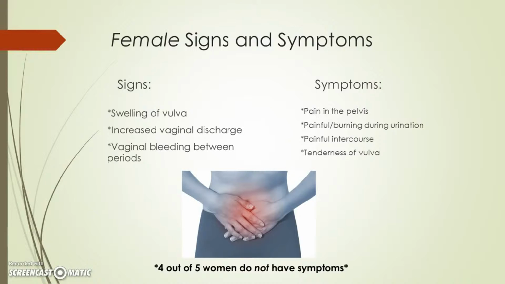The signs of gonorrhea in females are the swelling of the vulva, increased vaginal discharge, and vaginal bleeding between periods. The symptoms of gonorrhea in females are pain in the pelvis, painful and or burning sensation while urinating, painful intercourse, and tenderness of the vulva. 4 out of 5 women have no symptoms.